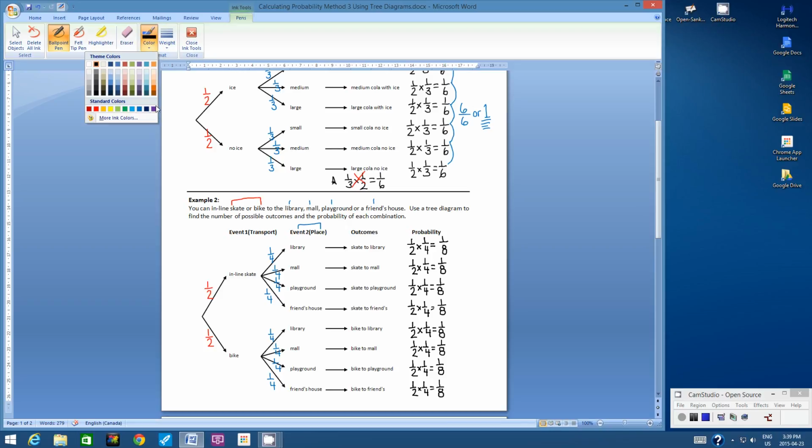Okay, so one thing we can do to check this is if we were to add 1/8 plus 1/8 plus 1/8 plus 1/8 plus 1/8 plus 1/8 plus 1/8 plus 1/8, we would get 8/8, or simply a probability of 1. Okay? So that takes care of example 2.